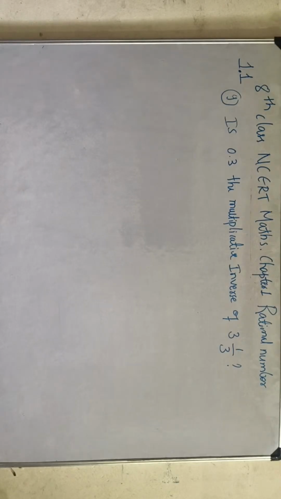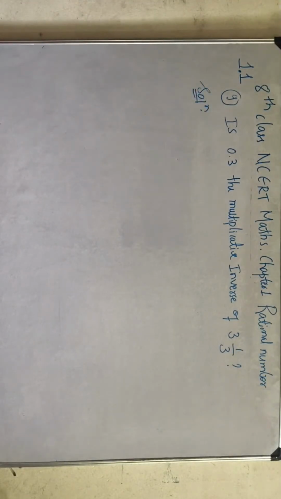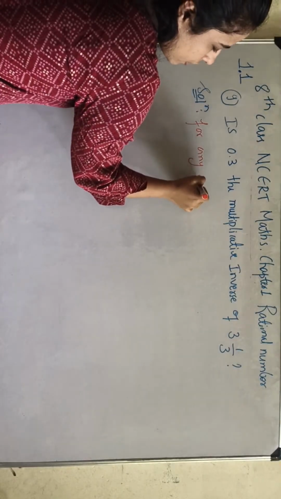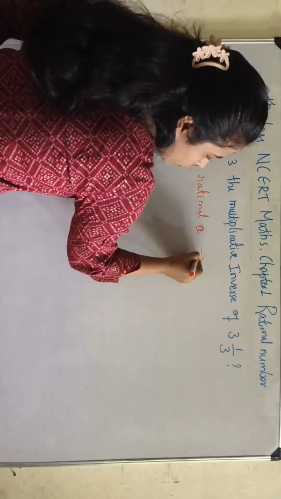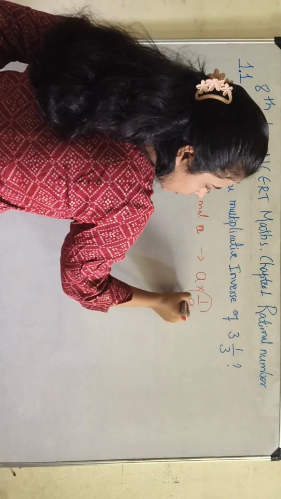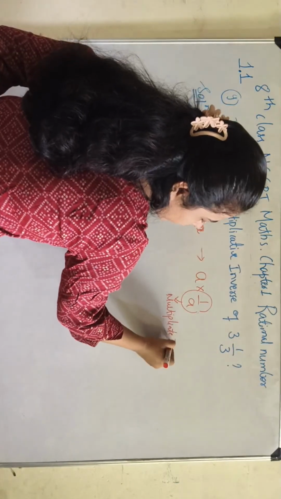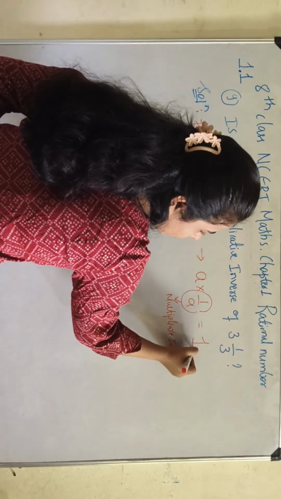For the multiplicative inverse of any rational number, see here the solution, how we have to solve questions like these. We know the multiplicative inverse, right? For any rational number a, 1 by a is the multiplicative inverse, and if you multiply the multiplicative inverse by the number, we should get the product as 1 here.